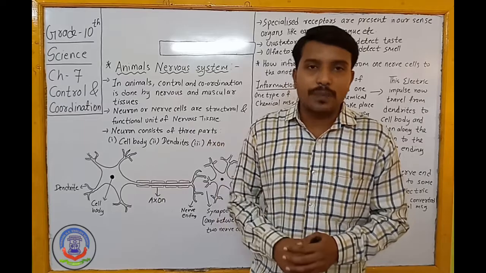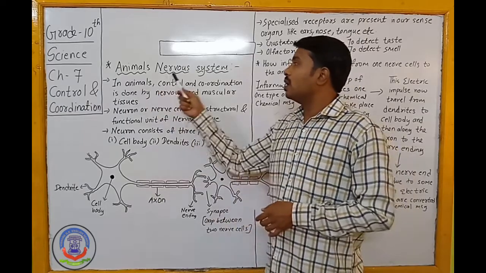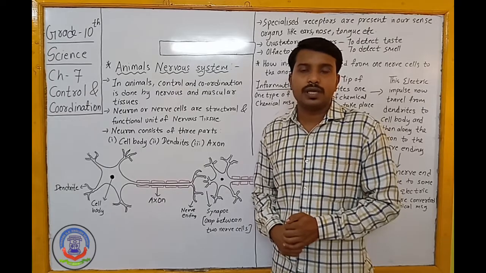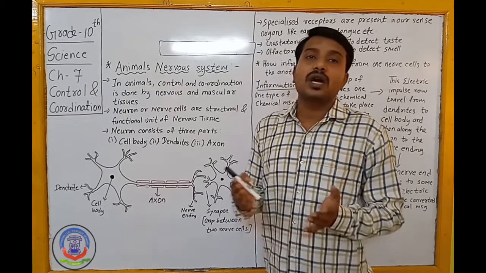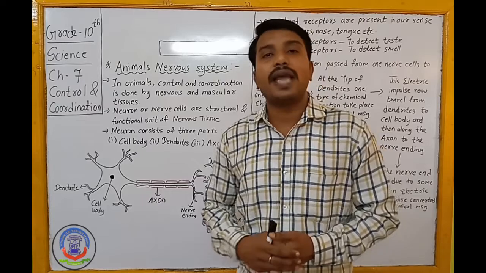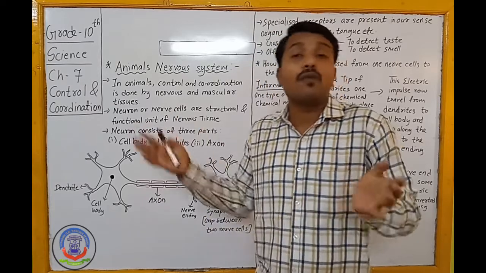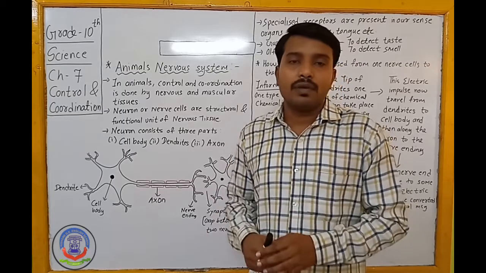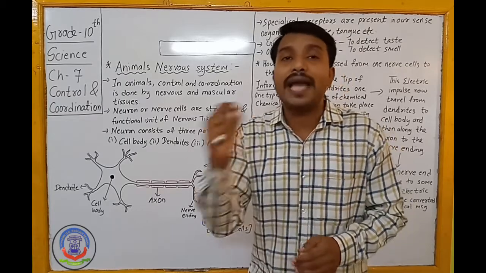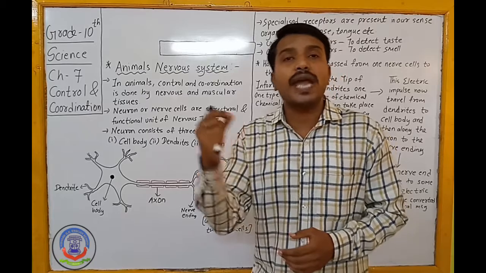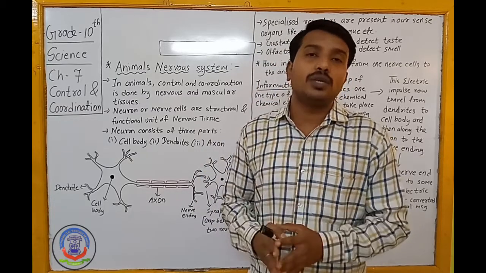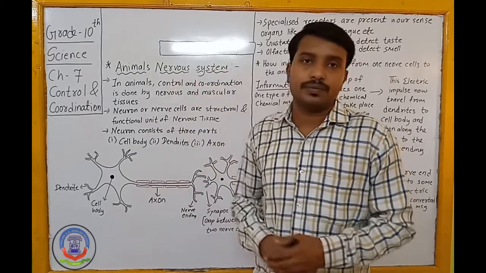So let's start our chapter with the topic animal nervous system. So what is the animal nervous system? It's a complex control and coordinating system possessed by an animal. We have different types of organisms on this earth, but among them animals have the well developed and most advanced control and coordinating system, and that is only possible because of the nervous system.